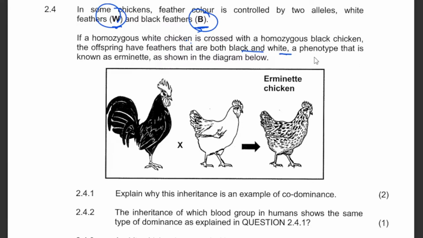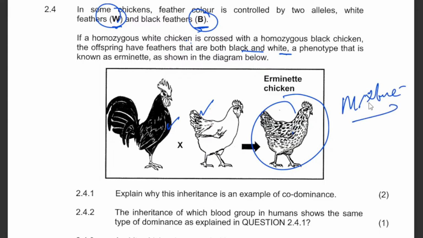If the heterozygous white chicken is crossed with the homozygous black chicken, the offspring have feathers that are both black and white. Explain why this inheritance is an example of codominance, because it results in offspring having both colors, white and black, meaning that it's a mixture of the two colors. So I told you that it is a mixture of two colors, black and white.